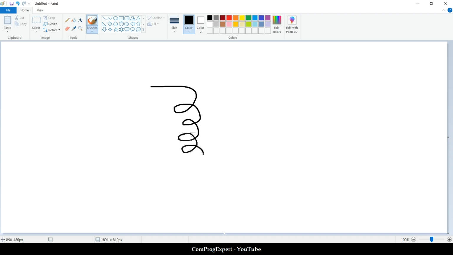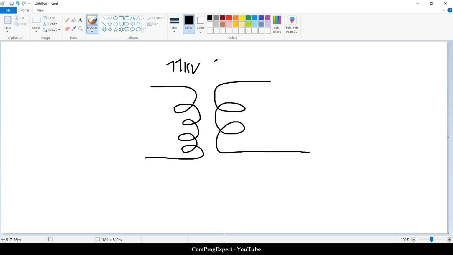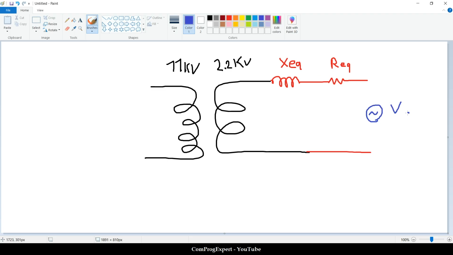This is the transformer, 11 kilovolt. This is the low voltage winding, 2.2 kilovolt. And let's calculate the value of the R equivalent and X equivalent for the low voltage side and perform the calculations for the low voltage side. So this is the voltage of the short circuit, and here we short circuit the high voltage side.